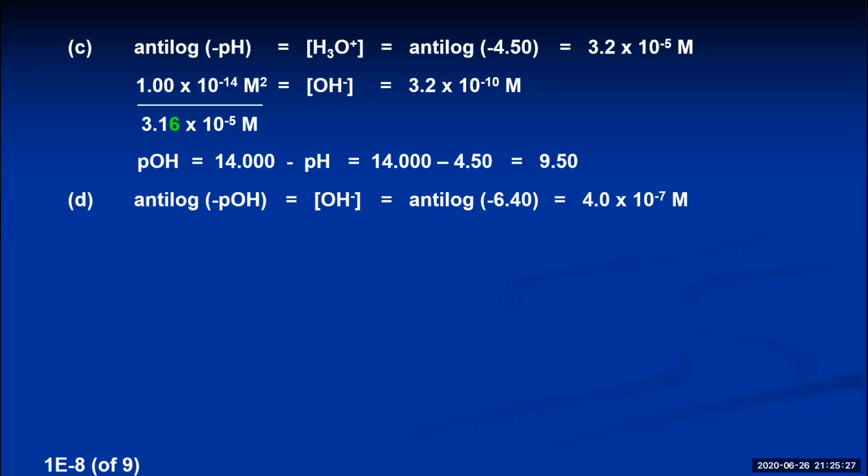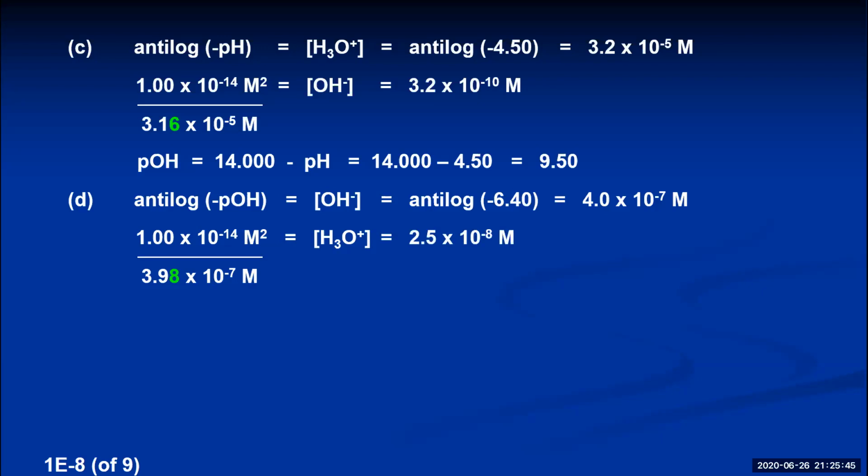I get 4.0 times 10 to the minus 7th molar. If I want to calculate the hydronium concentration, I can use my hydroxide concentration that I just got and go Kw divided by the hydroxide concentration, keeping a guard digit so I'm not rounding twice in the problem. And that will give me a hydronium ion molarity of 2.5 times 10 to the minus 8th.